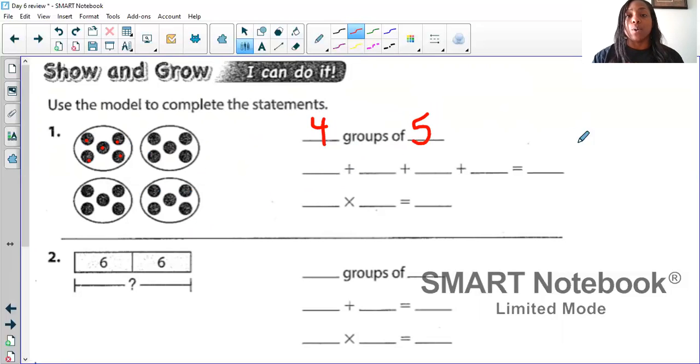Now it's asking for a repeated addition. So let's see, how should I write this? Should I write 4 plus 4 plus 4 plus 4? That doesn't sound right because I would need to have 5 of those, right? So let's try it this way. Let's try 5. Sorry, pen's getting a little messed up here. So try with my finger. 5 plus 5 plus 5 plus 5.